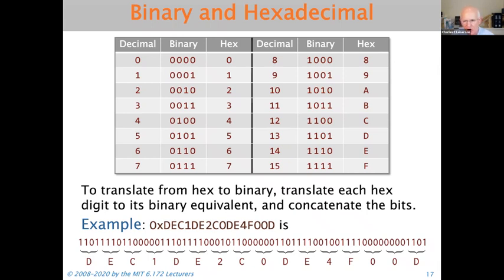Now, does anybody know what a group of four bits is called? Please answer in the Slack channel. A half byte, that's a good idea. That's actually not what it's usually called, at least historically. That's right, it's a nibble. Half of a byte is a nibble.